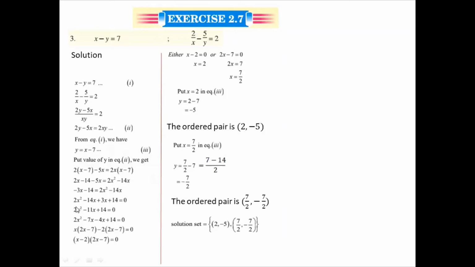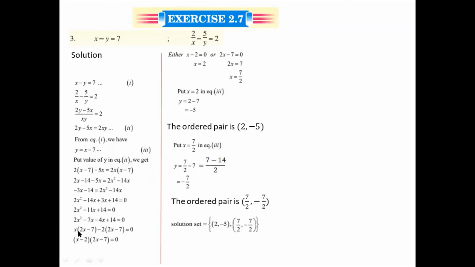So now we have to factorize this. How can we factorize this? This is 2 times 14, which is 28. So 7 and 4 are the two factors. So 2x square minus 7x minus 4x plus 14 is equal to 0.